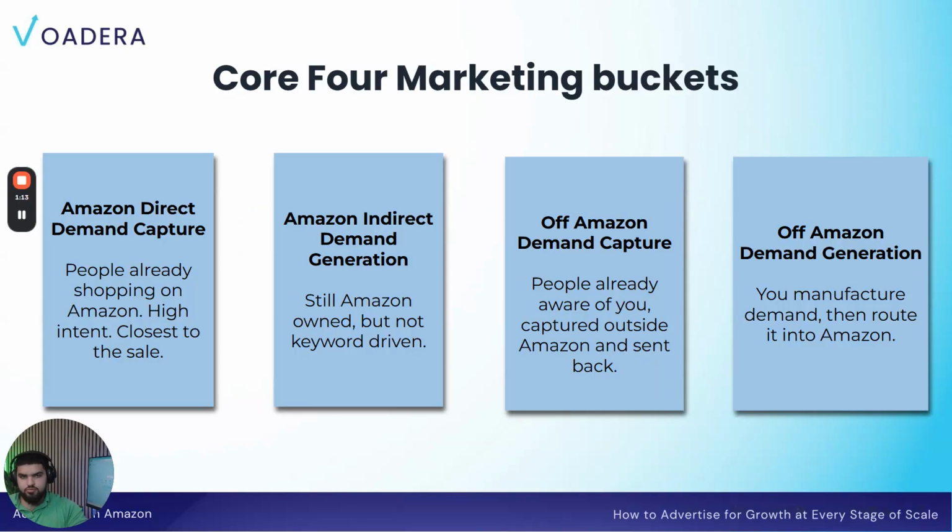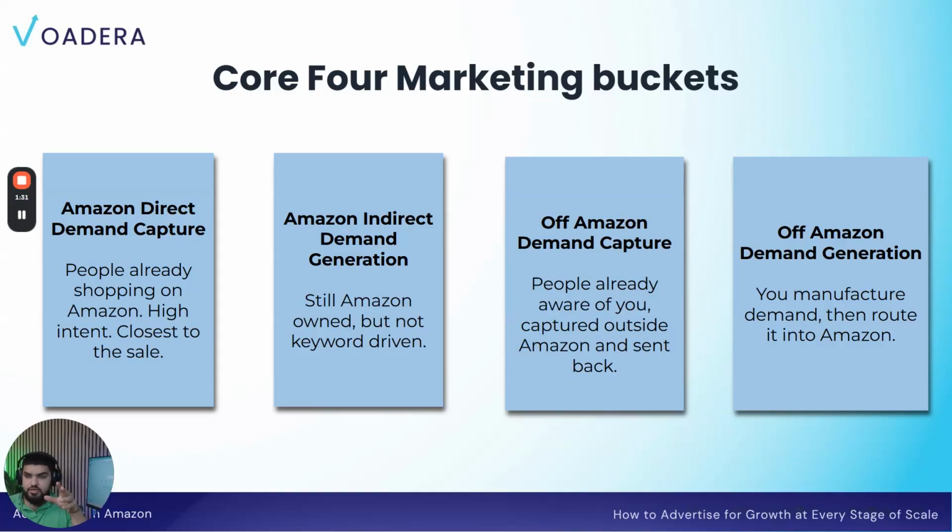So what are the core four marketing buckets that we see? The first one is Amazon Direct Demand Capture. This is the one everyone talks about. Usually when they say PPC, pay-per-click, this is usually what people are talking about. There's obviously much more than that. There's SP, and I'll get into each one more in depth, but let's just stick with these for now. I don't want to go on tangents.